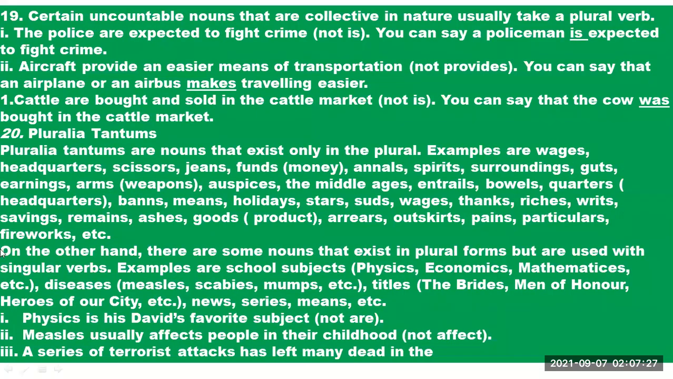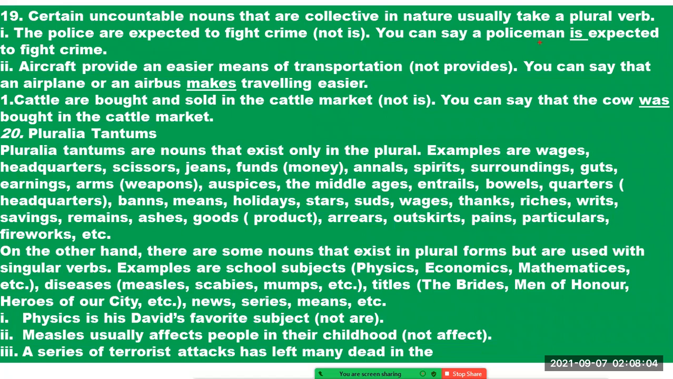Now, rule number 19, certain uncountable nouns that are collective in nature usually take a plural verb, all right? For example, we have such unique uncountable nouns that are collective in nature. One of them is the police. You don't always use the police with a singular verb. So you say the police are expected to fight crime, not is.